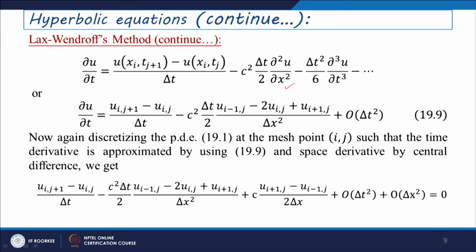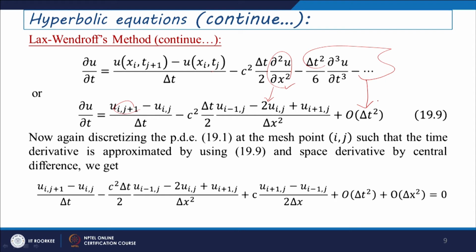So, that is why we can just have this expansion as del u by del t equals u(i, j+1) minus u(i, j) by del t minus c square del t by 2. If we go for the space derivatives in a central difference approximation, we can write it as u(i-1, j) minus 2 u(i, j) plus u(i+1, j) by del x square, plus the terms containing del t square and higher order terms, which are neglected here, or we can consider them as the remainder term.